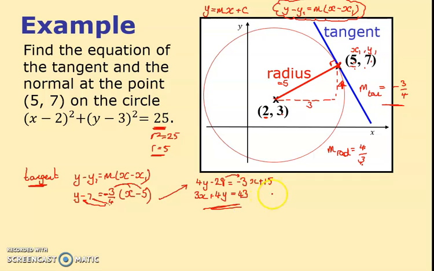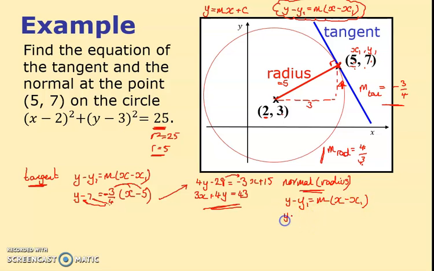So that's one equation, that's the equation of the tangent, but I also want the normal. And just remember what I said, the normal is really the radius in this situation. So now I want the equation of the normal. I use this, the gradient of the radius. So again, I use y minus y1 equals m times x minus x1.